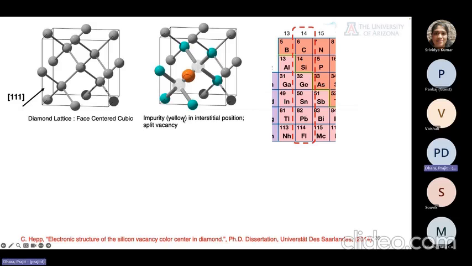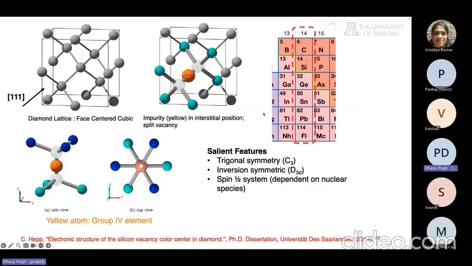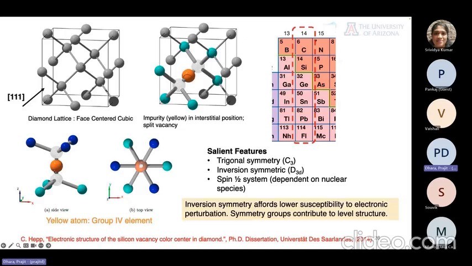So my vacancy atom marked in yellow over here sits in an interstitial position, which gives it a nice symmetric property, meaning it possesses trigonal symmetry and it's inversion symmetric because the system is perfectly balanced between these two vacancy positions. And if you work out the charge balances, it's a spin half system, up to what nuclear species you have for the adjacent carbon atoms and what the nuclear species of this vacancy atom is. The inversion symmetry affords us low susceptibility to electronic perturbation, and the symmetric groups will contribute to a level structure that's very well suited to having good qubit-like properties.